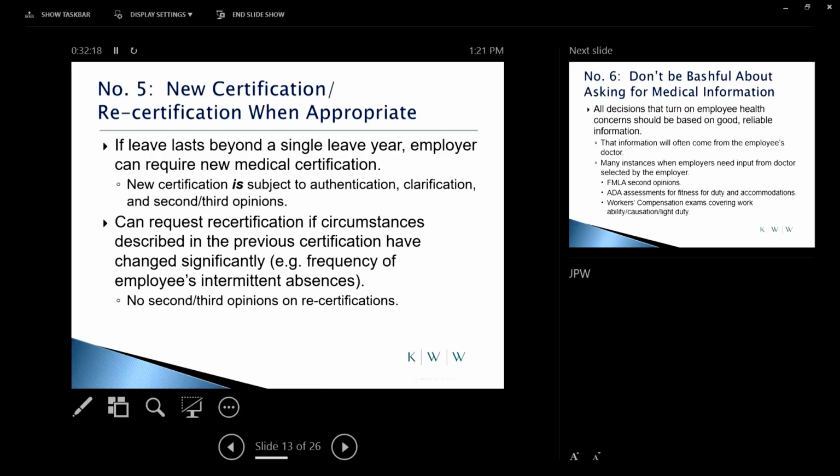And that new certification is just like the original certification in the sense that you can authenticate it, clarify it, confirm that it's complete, and invoke the second and third opinions under the FMLA if you think that is necessary. And then separately, there is a recertification process. So if the circumstances under which the employee is actually using FMLA deviate from the leave that was projected on the original certification form, then you can require a recertification.